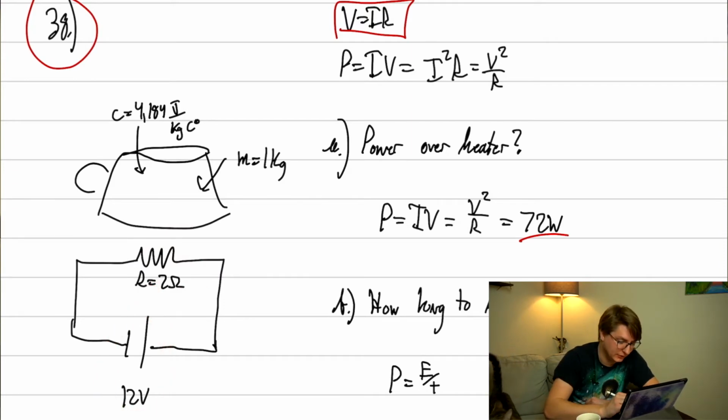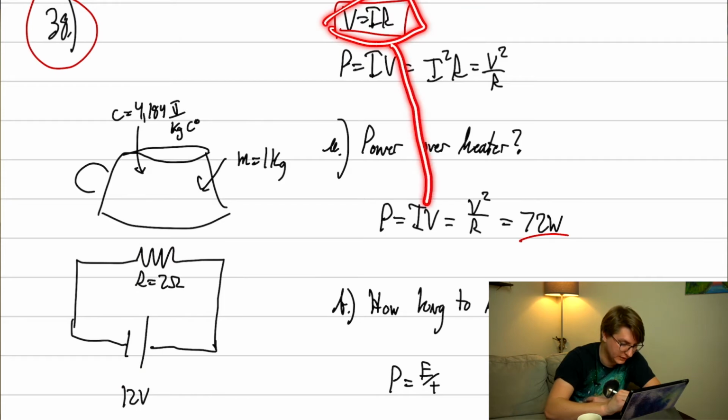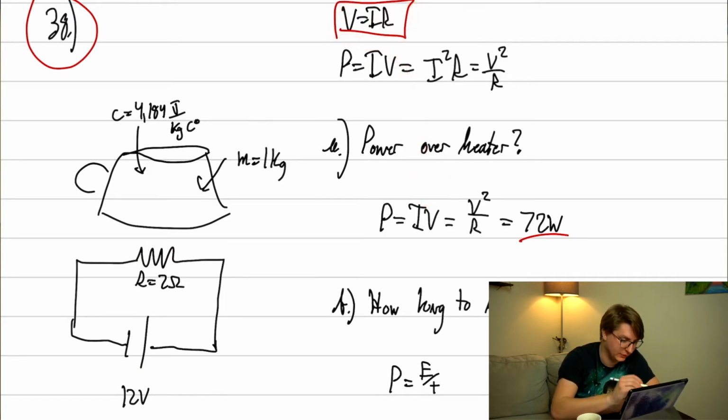What's IV? We don't actually know the current in this situation. We only know the voltage and resistance. Thankfully with Ohm's law, we can substitute that in and solve for I. So I equals V over R. We put that in here, so we get V squared over R. So we find 72 watts, and that's not a ton of power, but we'll see how long it takes.